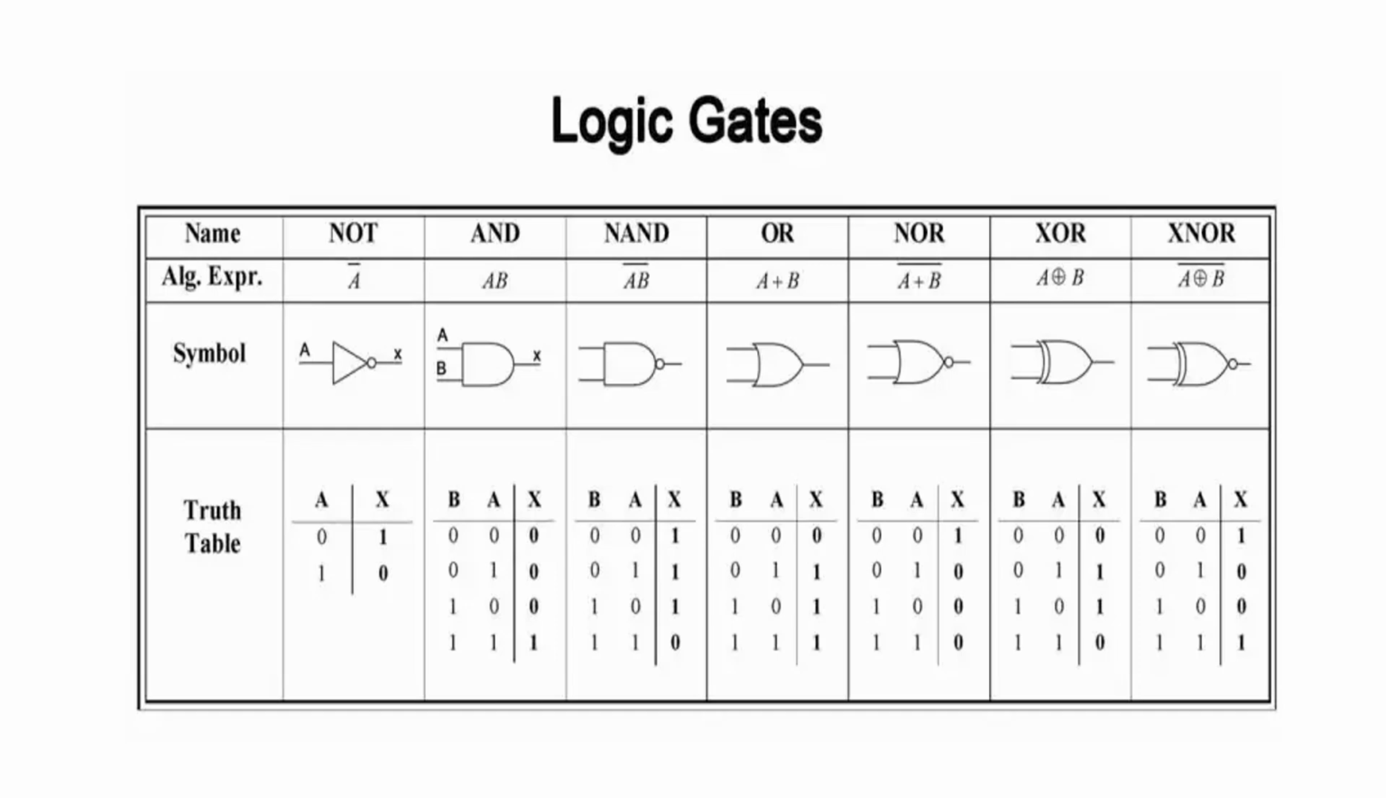NOR is the complement of the OR gate. So A plus B, the whole bar, is NOR. For 00 we will get 1. Only for 00 will we get 1. For all other combinations we will get 0.